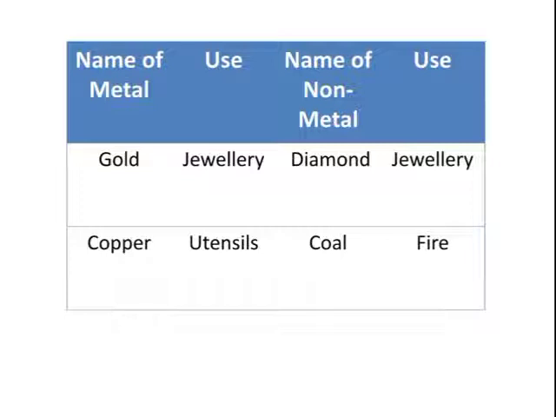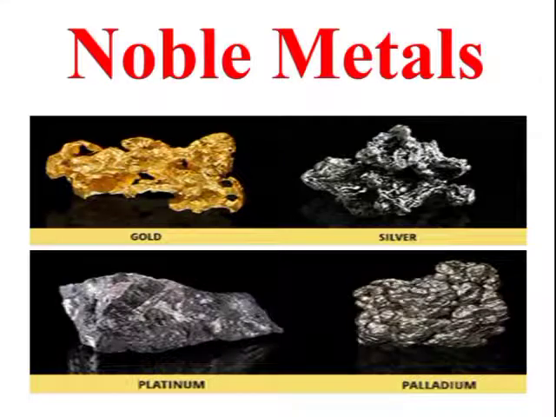Now let's see the uses of metals and non-metals. Here is a chart given, name the metal. So students, here you can write any name of the metal. I have written gold and copper. You can write silver, platinum, which we have seen just now. And in everyday life where we are using that also you can write. So this is the example I have given here. You can change the metals and non-metals and accordingly you will write their uses. Now the next topic is noble metals.